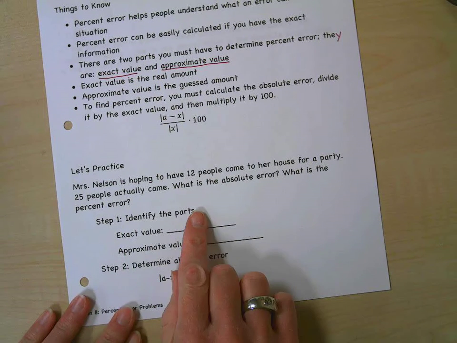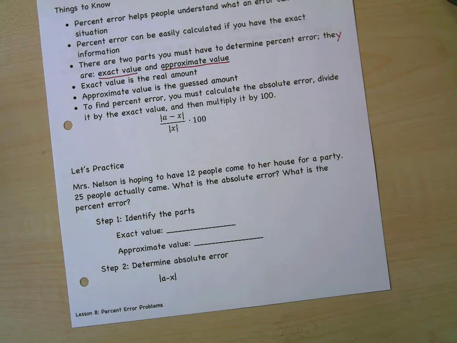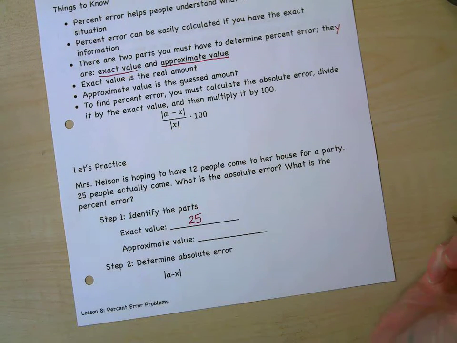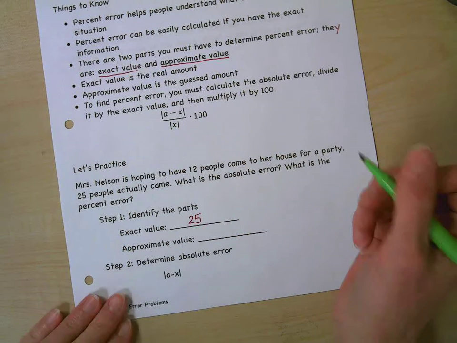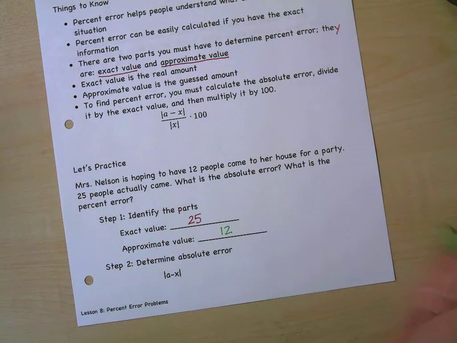Okay, first thing, step 1, identify the parts. The exact value was what? She was hoping to have 12, but actually 25 came. So what is the exact value? If you're thinking 25, you're correct, because that's the exact amount that actually showed up. What did I think was going to show up, or what was I hoping for? The approximate value I was hoping for was 12.